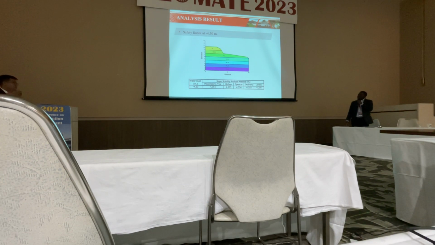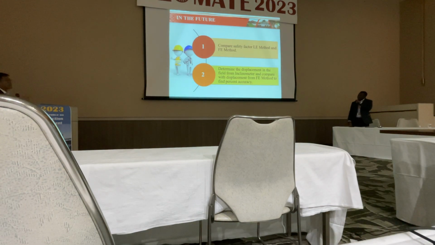We will make a graph when we complete the analysis by finite element and limit equilibrium. We want to compare on the graph, but now our analysis is only the limit equilibrium method. The next step, we compare limit equilibrium and finite element methods, and we determine displacement in the field and compare with displacement from the finite element method.